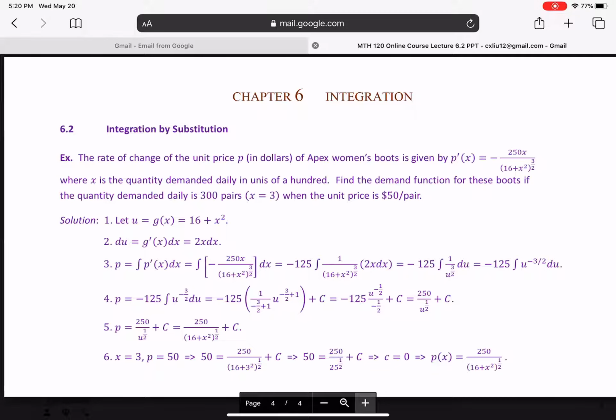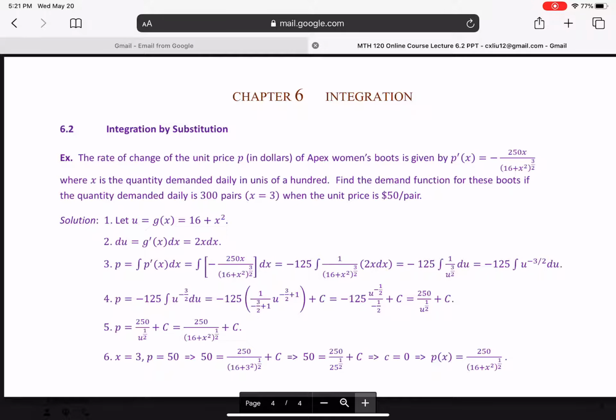So we need to find the demand function p from p prime. So what we need to do is just integrate this function p prime. And you recognize this function p prime actually includes a composite function in the denominator. And the inside function is just 16 plus x squared. So in step 1, we just let u equal to g of x equal to 16 plus x squared. In step 2, take the differential of u, we get du equals g prime dx, which is 2x dx.